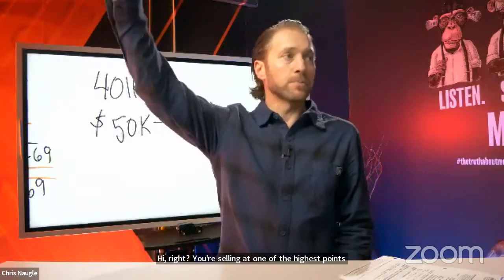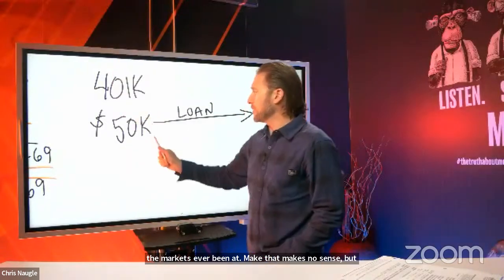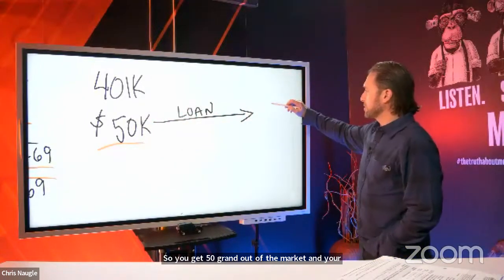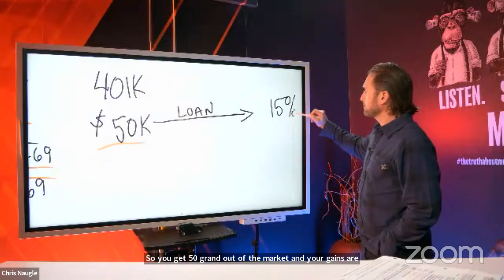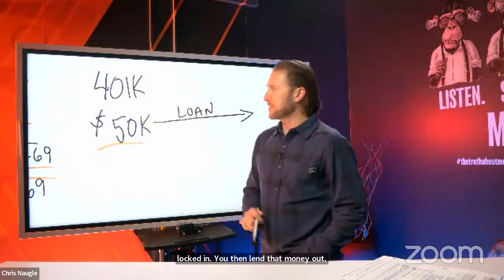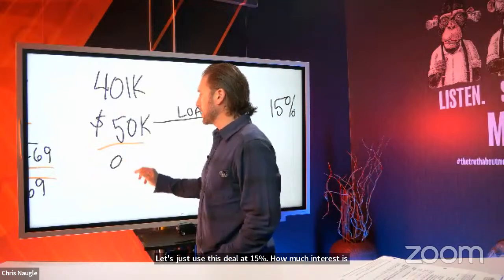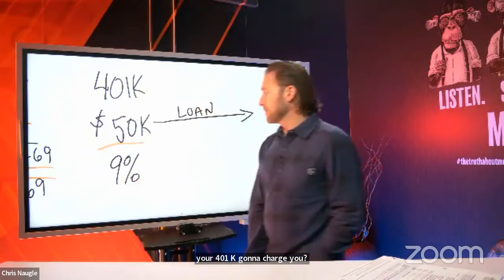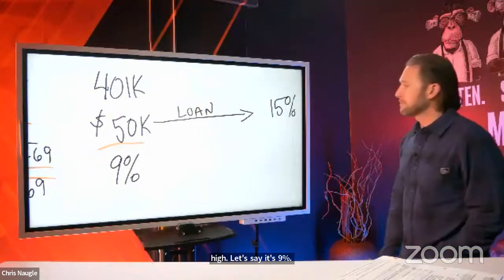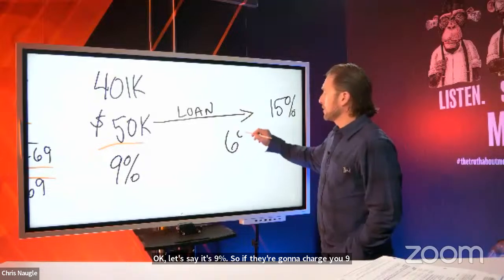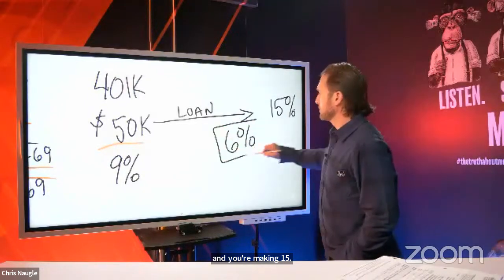That makes no sense, but we're selling at the high point. So you get 50 grand out of the market and your gains are locked in. You then lend that money out. Let's just use this deal at 15%. How much interest is your 401k going to charge you? I don't know. It's going to be a range, but let's shoot high. Let's say it's 9%. So if they're going to charge you 9 and you're making 15, you're making 6%, right?